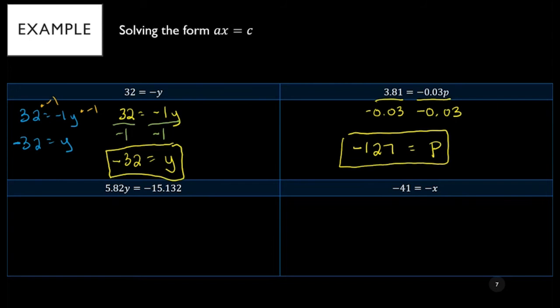So bottom left, I've got 5.82y equals negative 15.132. So there's only two of you guys live right now, but I'm going to pick on the two of you. Which number am I dividing by in this problem to solve the bottom left? Which of the two numbers do I need to divide by? You can just type it in the chat if you want, or speak out loud. You're going to divide by the 5.82. That's correct.